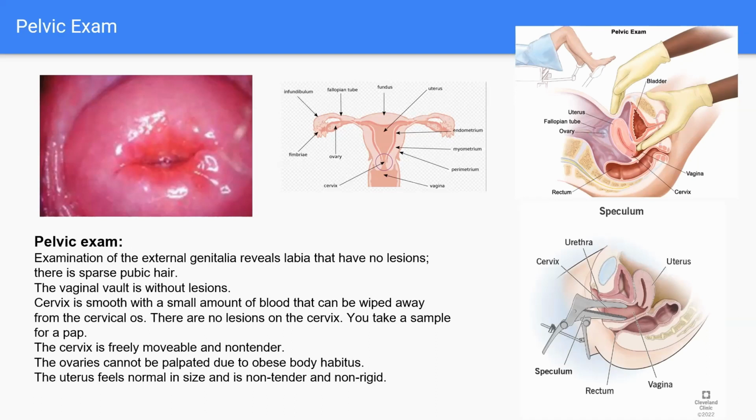The cervix is movable and non-tender. It seems like the uterus is as well. You can't feel the ovaries because of her obese body habitus, so note that. But otherwise, it seems like things look relatively normal for an individual of her age.